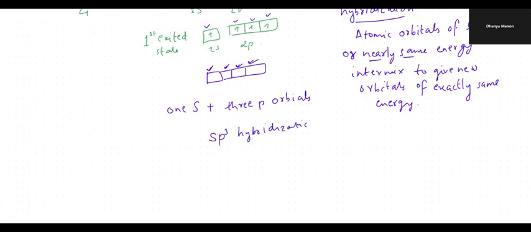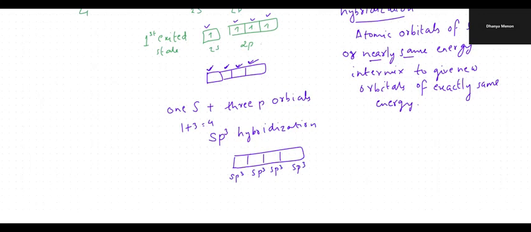And how many orbitals are you getting? How many orbitals are mixing? The same number of orbitals you will get. So for example, how many orbitals are mixing here? 1 plus 3. How many are there? 4. So 1, 2, 3, and 4. And each of these are sp3 hybridized. All of them are sp3 hybridized. Same hybridization. So all these orbitals have the same energy.